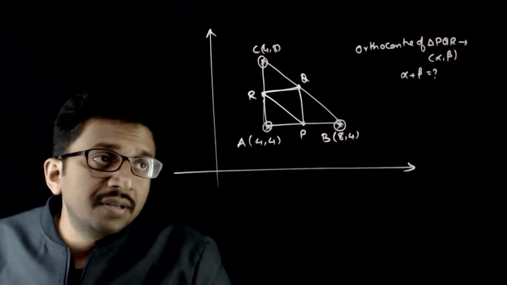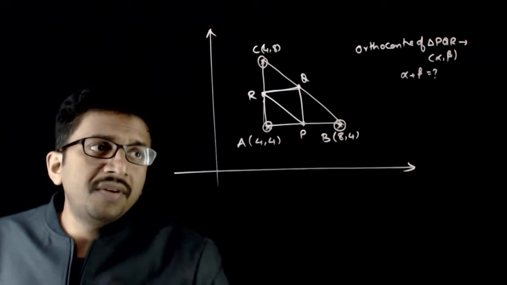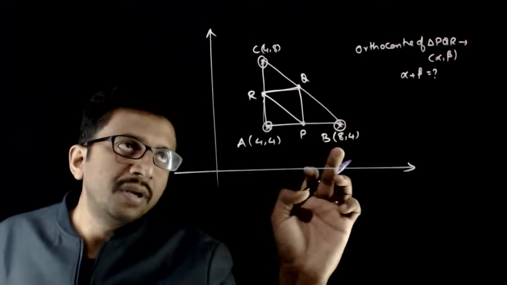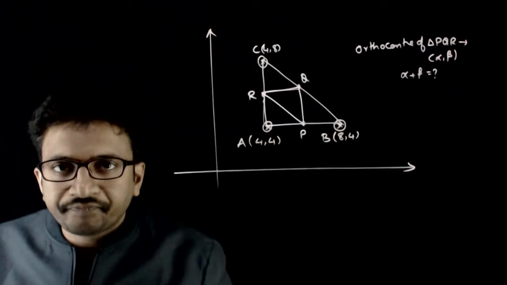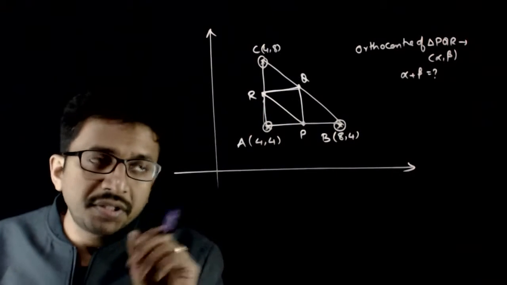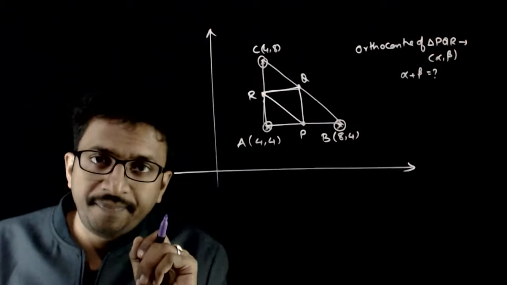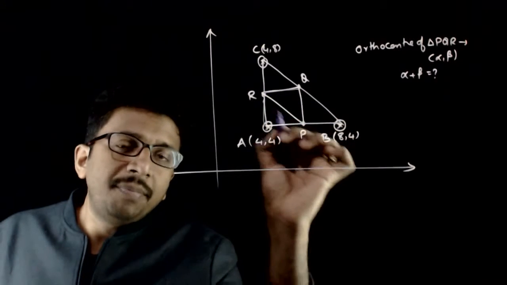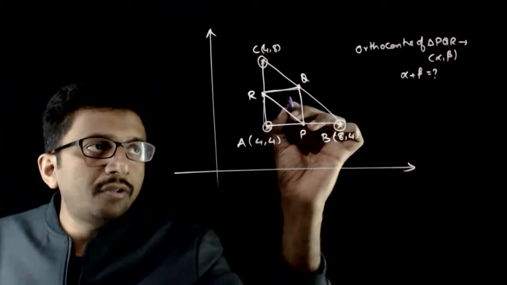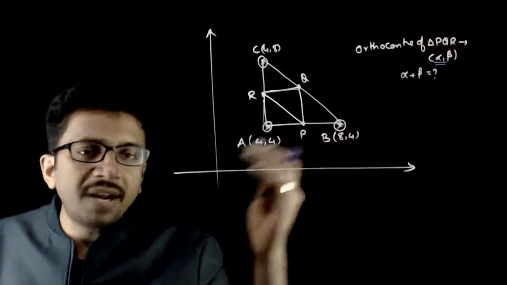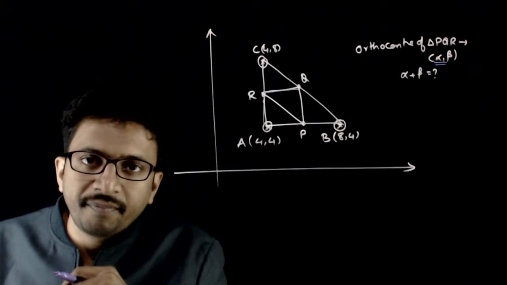So welcome students. In this question, you're given a triangle ABC whose coordinates are (4, 4), (8, 4) and (4, 8). P, Q, R are midpoints of the sides of the triangle ABC. For the triangle PQR which is formed, the orthocenter is given as (alpha, beta), and you're asked to find the value of alpha plus beta.